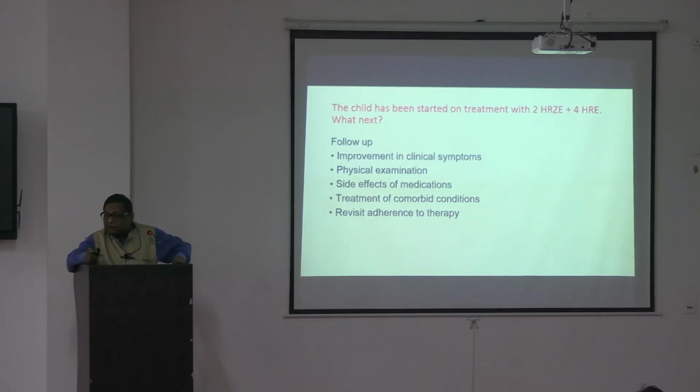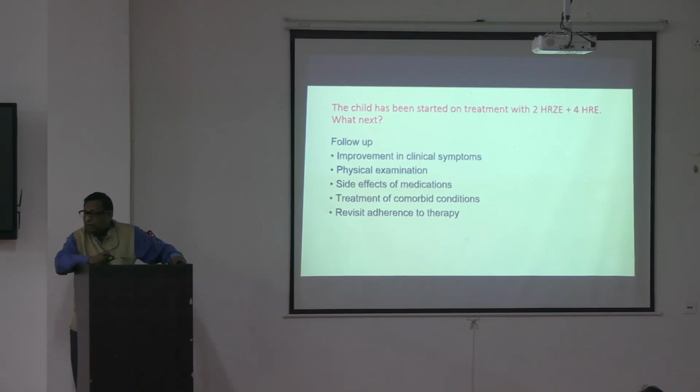Nowadays newer drugs have come, delamanid and bedaquiline. They are used in pediatrics, but delamanid is used only after 6 years of age. Bedaquiline is still not recommended in pediatrics. We make a combination of 5 to 6 drugs and continue for 18 to 24 months.